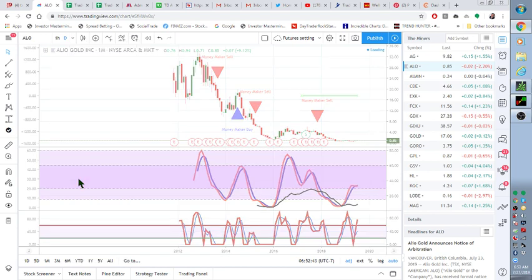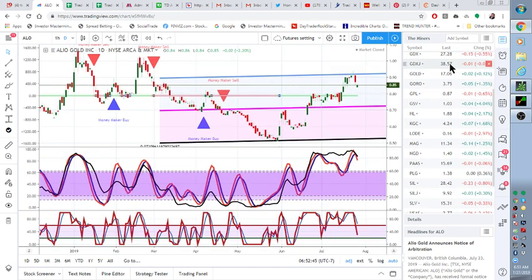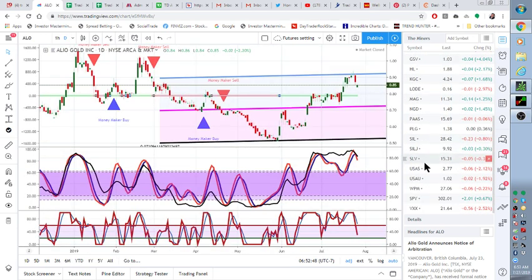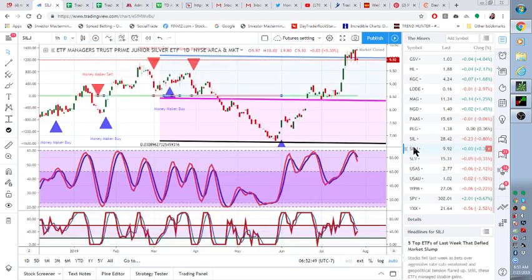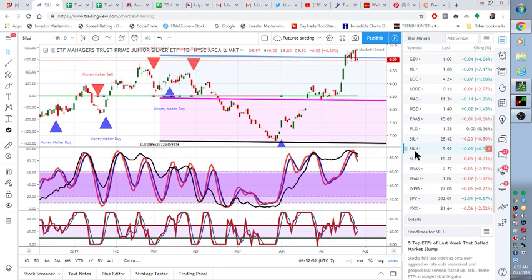Here we go. Okay, and then down a little further, you want to always be watching SILJ too, because this is the junior silver miners. I think silver is going to do better than gold, and I think it's going to rock. And look at this move here, from basically $6 to $10. You're talking 70% move here in 6 weeks.